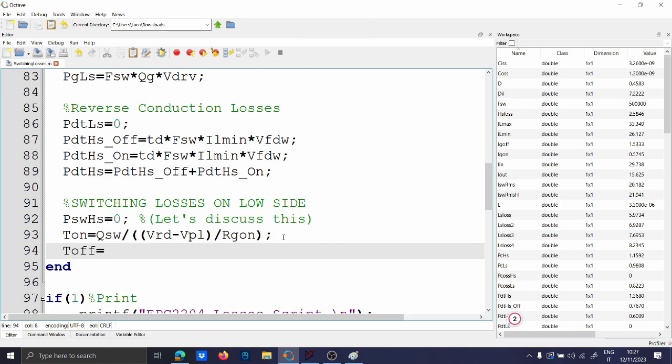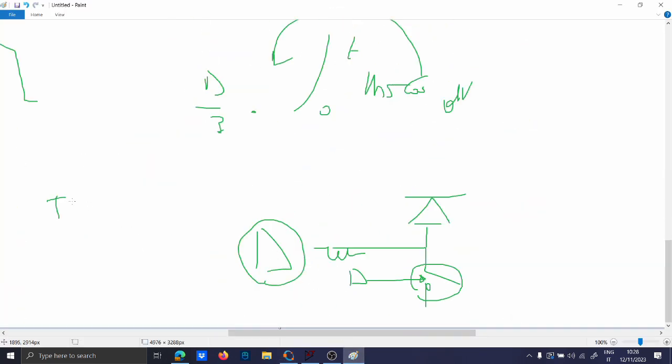T off is equal to Q switch, but now we don't have to use again the driver voltage, because you're not turning on. So you have just the V plateau over RG off. Now I remember why this equation is like this, because V over R is I and Q over I is T. So T is equal to Q over I, but I is equal to V over R. It is simple like that.